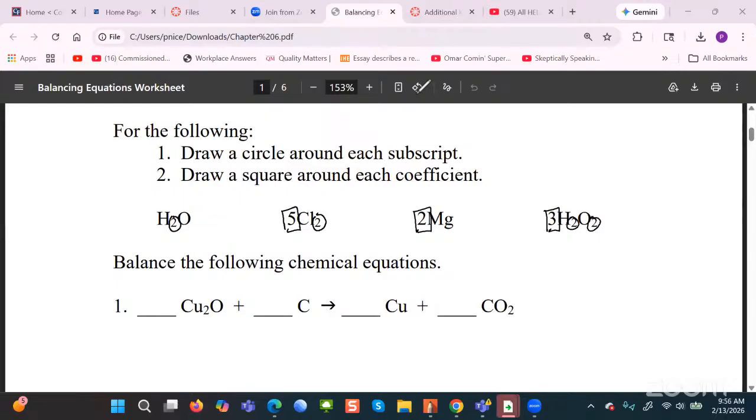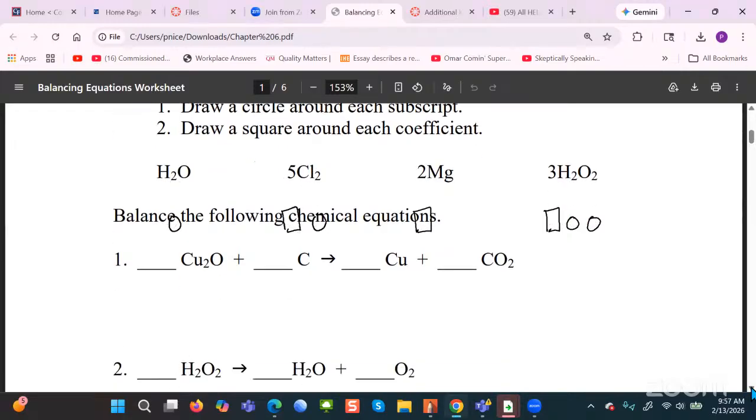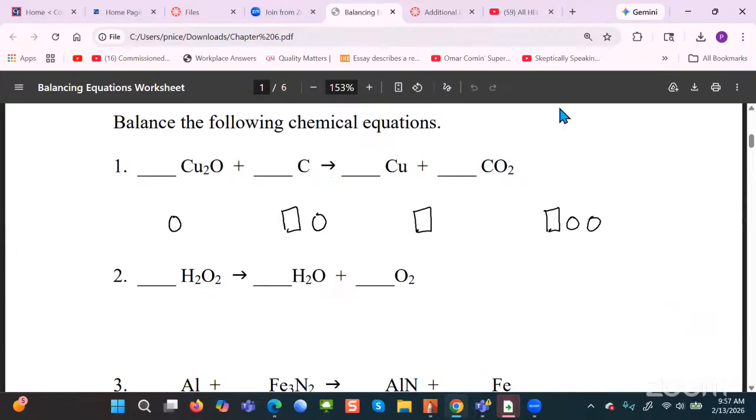Any questions? Okay, the next question, let me just scroll this down here, is asking for you to balance the following chemical equations. Let me clear this as well. Okay, so how would you balance the first one? Number one.